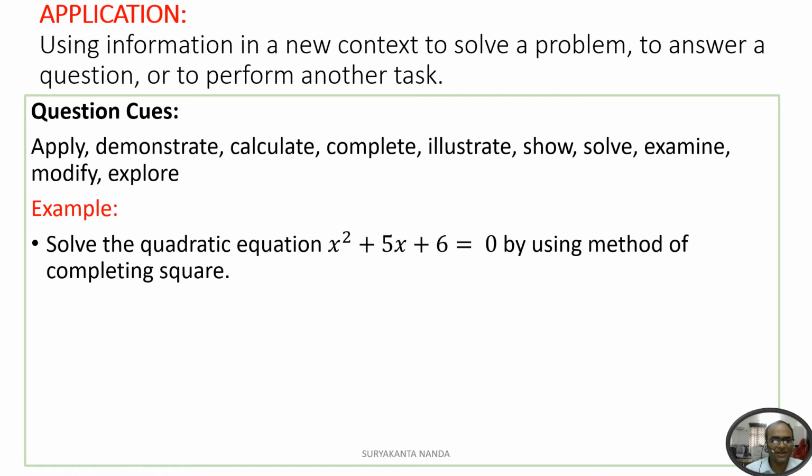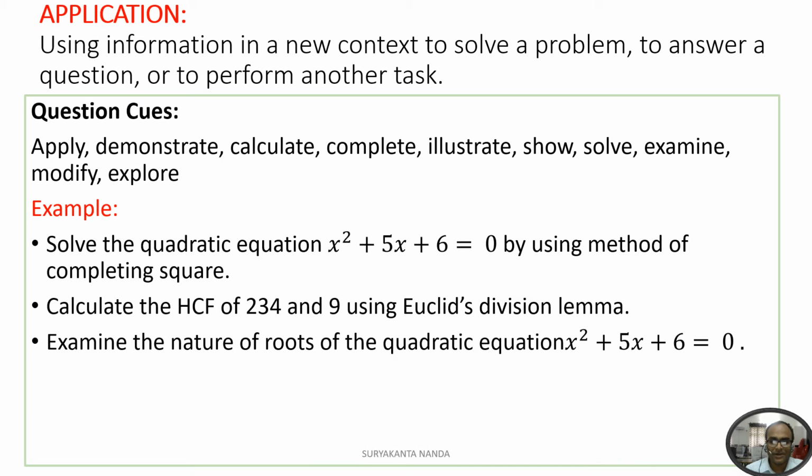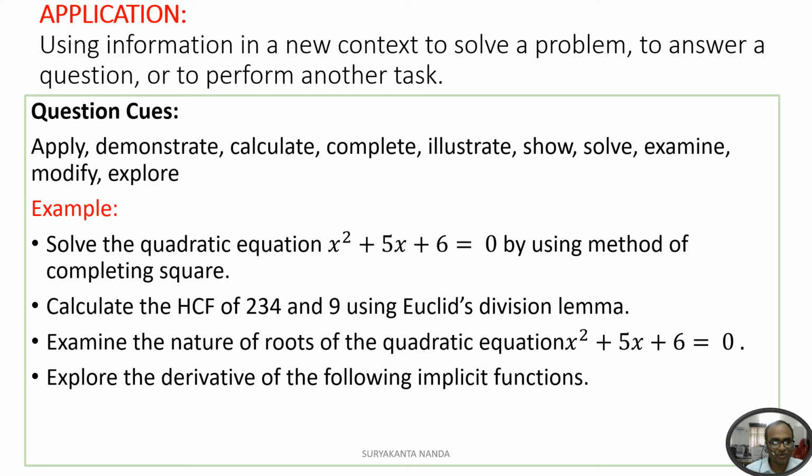Now let us see some examples. Solve the quadratic equation x square plus 5x plus 6 equals 0 by using the method of completing the square. So this is a question on application. Calculate the GCD of 234 and 9 using Euclid's division lemma. Examine the nature of roots of the quadratic equation x square plus 5x plus 6 equals 0.